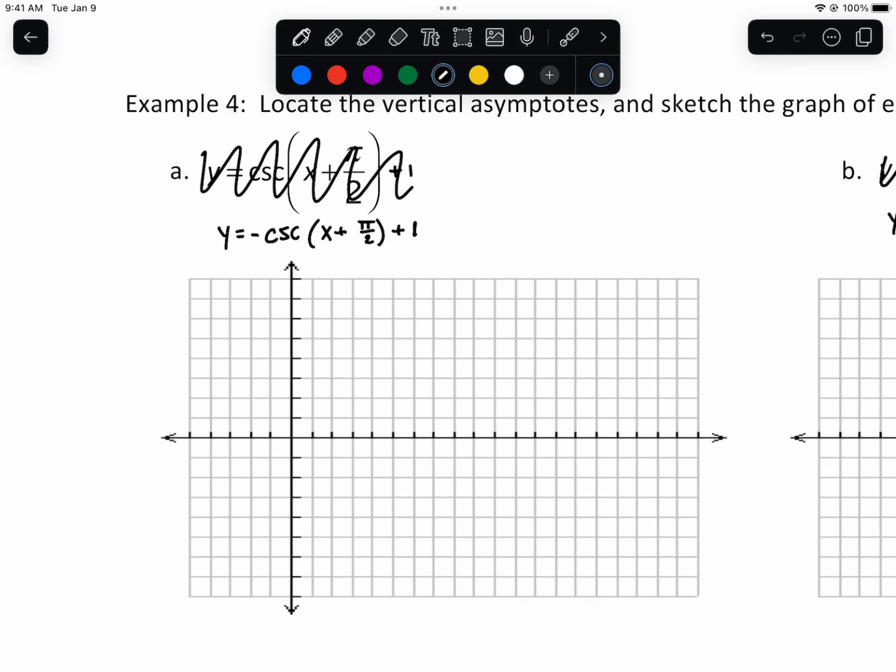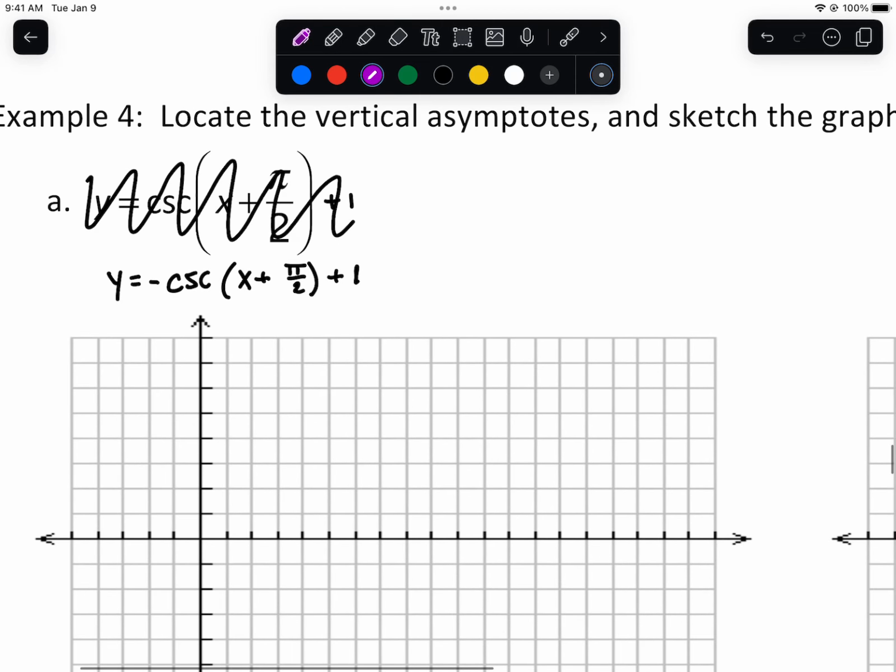So the big thing with graphing cosecant and secant that I tried to emphasize when we learned the parent functions is we're actually going to use the graph of sine to help us out here. So I'm going to go ahead and rewrite this with sine. We're going to graph negative sine and then all of the same stuff, x, pi over 2, and then plus 1, kind of like that.